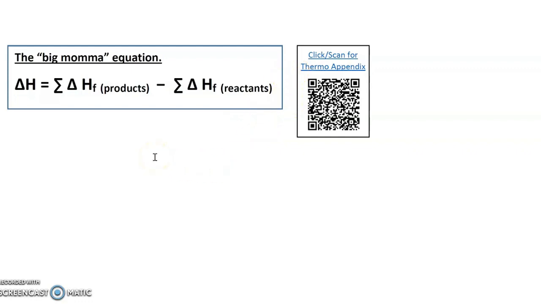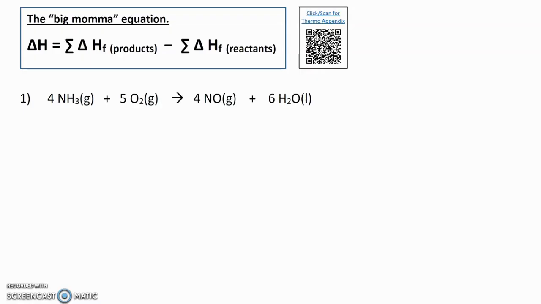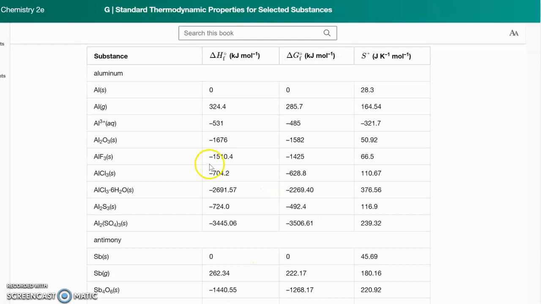So let's go ahead and tackle some examples. We're going to use the Big Mama equation to calculate the delta H, or change in enthalpy of a reaction, sometimes referred to as the heat of reaction. And we're going to look up the heat of formation values for all the reactants and products using the thermo appendix in your textbook. You can scan this QR code here on the screen or refer to the one on your paper to bring up this thermo appendix with the heat of formation values.